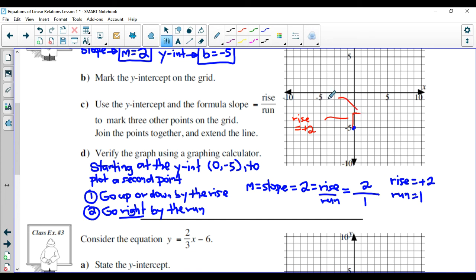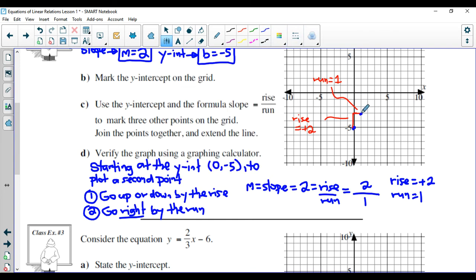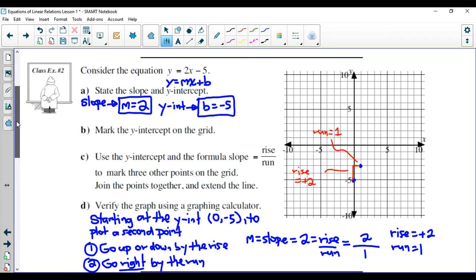So what I'm doing here is I'm actually forming a slope triangle. I'm kind of doing it backwards though. So the run of 1. And wherever this ends off at, so you go up or down by the rise and then go across by the run, and wherever the run ends off at, that's going to be where your second point is. So my second point is going to be located right here. Now, to construct a straight line, all you need to have is 2 points. So now that I have 2 points, I can make a line go through these points.